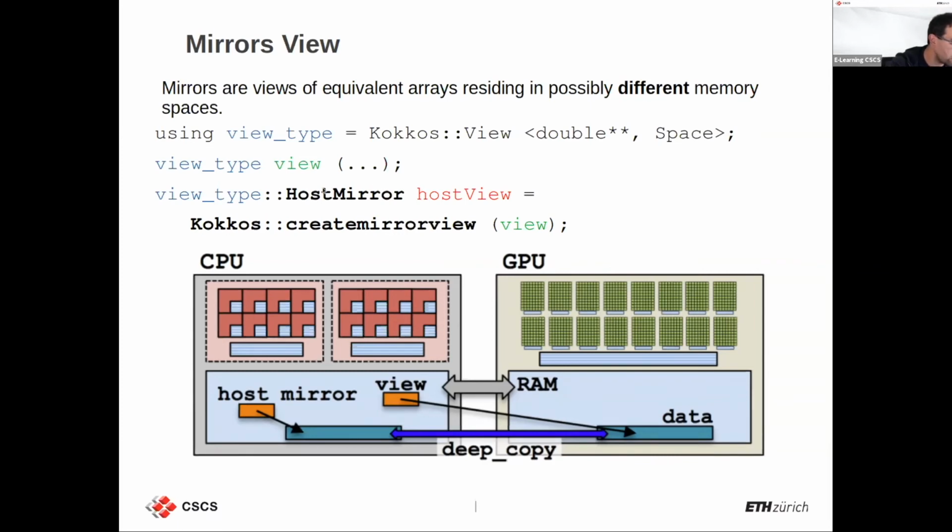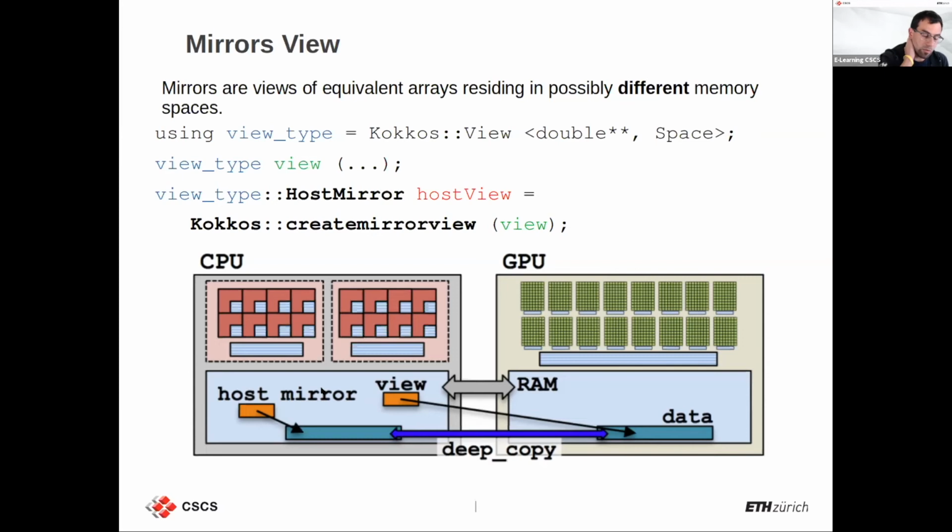The host view is of the type host mirror, and with Kokkos create mirror view, passing obviously the view, you create this host view. In this way, you can mirror between the two memories, and you don't have any more problem of accessing data from the CPU. Another way to do this is with CUDA UVM.